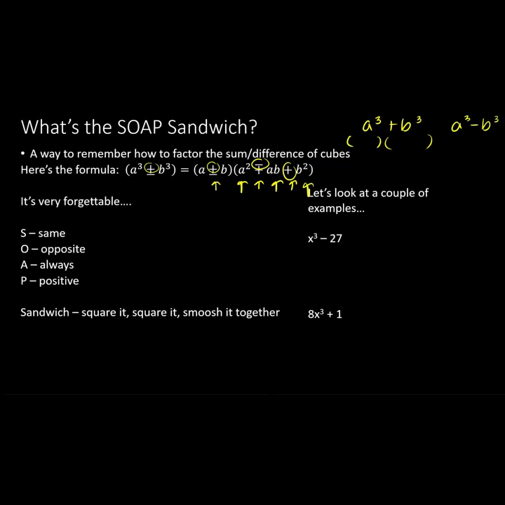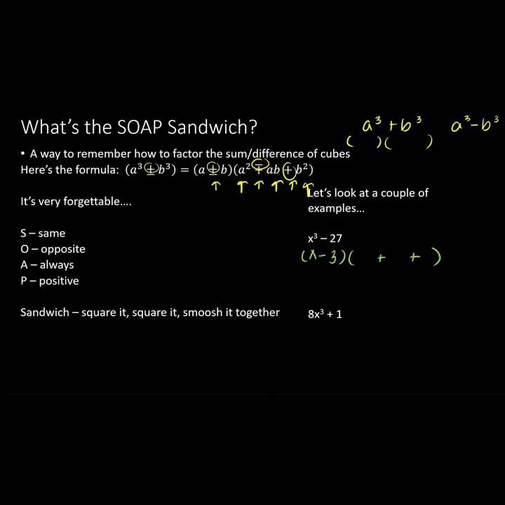Suppose you see x cubed minus 27. Now, you, the doer of the problem, need to recognize that as the difference of cubes. Once you do, we can use same, opposite, always positive to get our operators in place. Then we take the cube root of each term. The cube root of x to the third is x. The cube root of 27 is 3.